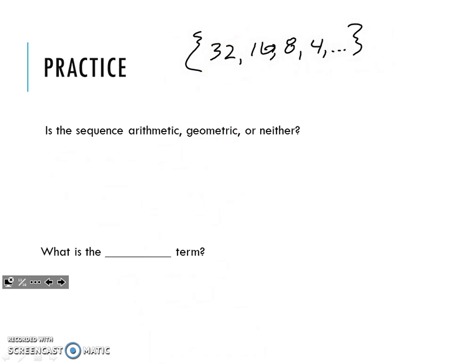Last 2 sequences. A lot of people will look at this sequence and be like, oh, I'm dividing by 2. Well, we talked about how geometric means that we are multiplying. So I cannot say that I divided by 2. But what I can say is that I was multiplying by 1/2. So this is geometric, and I am multiplying by 1/2.